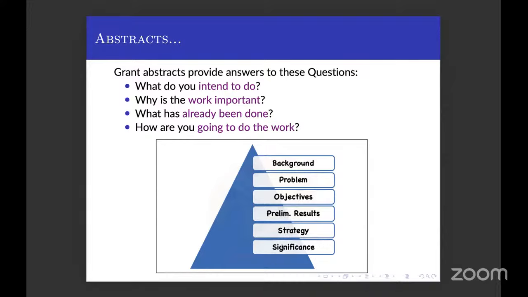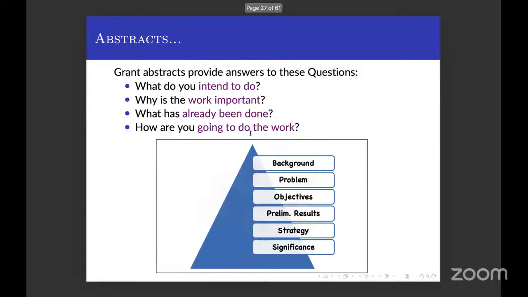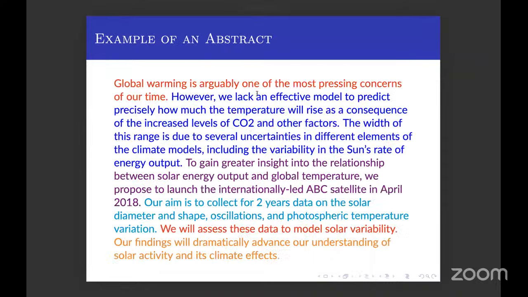All these six things we are going to see in an example. Everyone read it and tell me. I'll see in your chat box. I want to see which line is the background, which line is the problem, objectives, preliminary results, strategy, and significance. So please read it and tell me in the chat box.